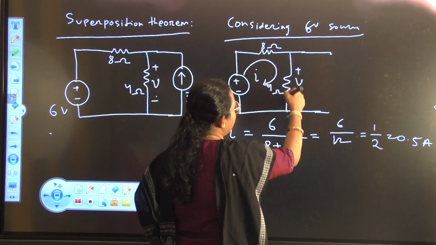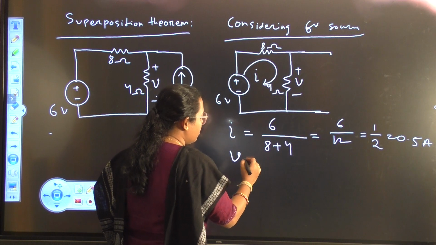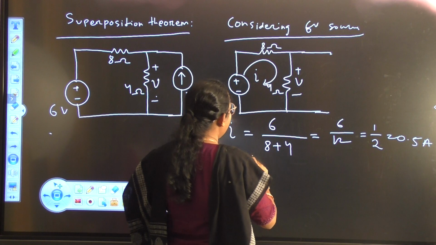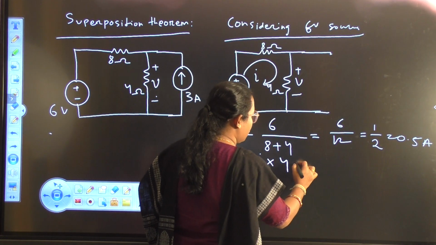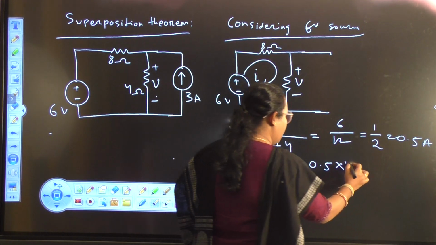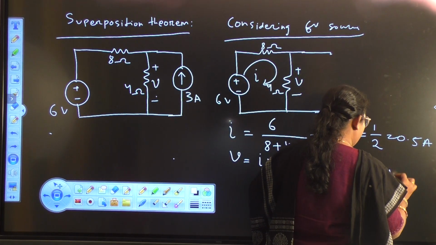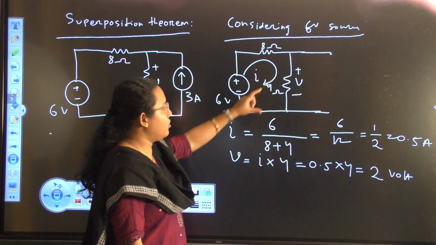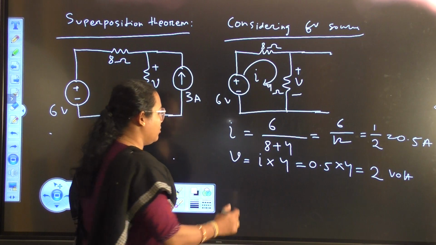Find out the value of current through this 4 ohm, I can find out the voltage. Let this voltage be V, which I can write as I into R. R is 4, and I have already found 0.5, so 0.5 into 4 will be 2 volt. So this 2 volt is coming across the 4 ohm only due to the 6 volt source.